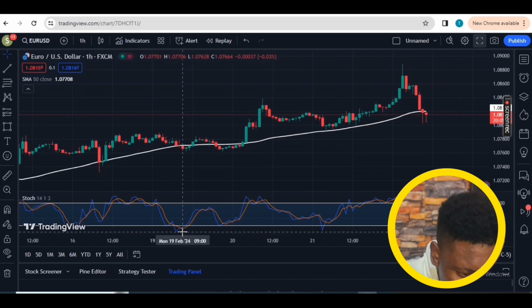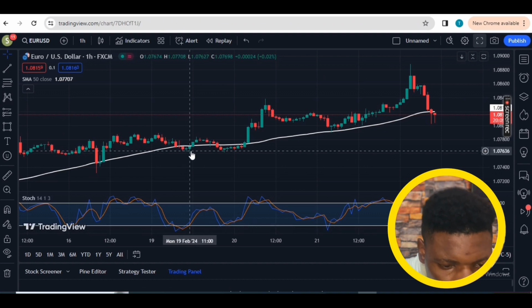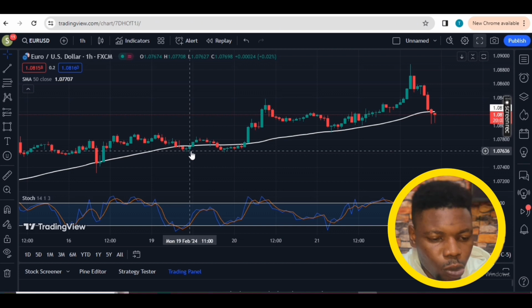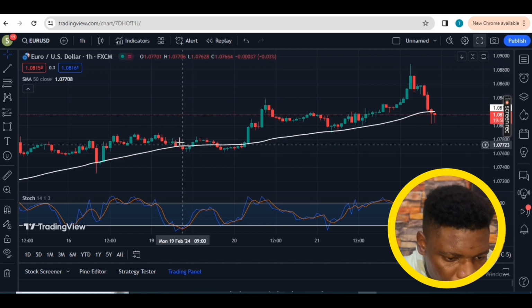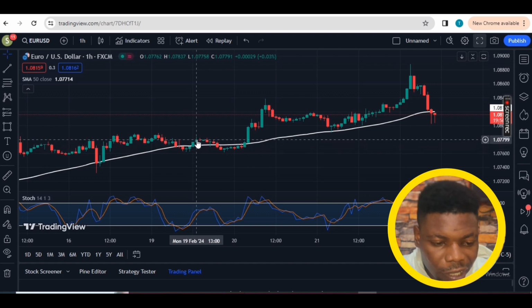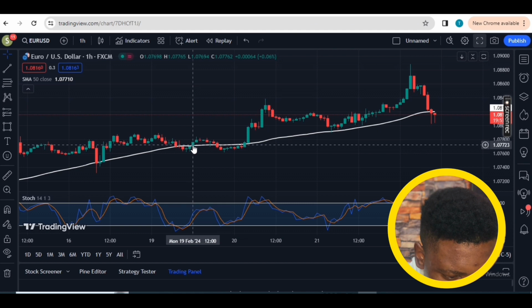The crossing happened here. And for more clarity, you wait for the market to break above the 50 moving average, you understand? Because we know it's a retest, but for more clarity, you can wait for it to break above. So if you want to enter this market, you enter on this candle close here.